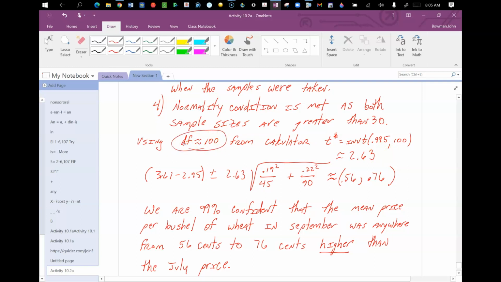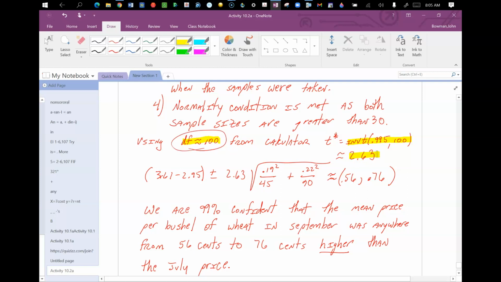And you still have to show your work. So one of the things you have to do is go back and find the critical value. So you do the test first. The calculator tells you degrees of freedom is approximately 100. You work backward, since we're doing a 99% confidence interval, to find the critical value. We're going to do inverse t of 0.995 using the calculated degrees of freedom. We get a critical value of 2.63.